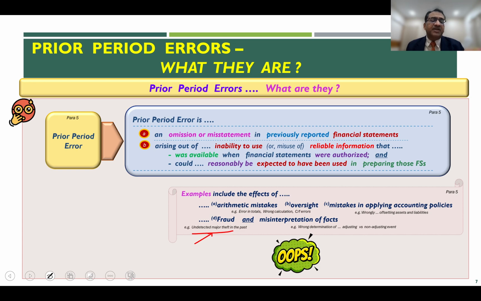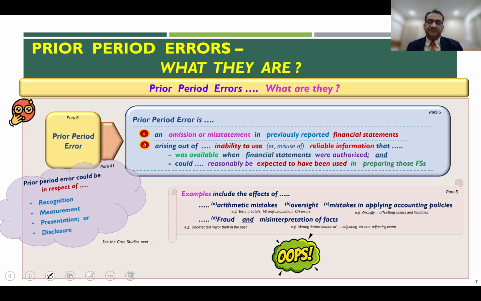In the same way, misrepresentation of facts. For example, the concept of adjusting event versus non-adjusting event. Let us say there was a misinterpretation, and because of which an adjusting event was considered as a non-adjusting event, and because you did not consider the event as an adjusting event, your issued financial statement did not incorporate the effect of such adjusting event. Those are the examples of prior period errors which the standard gives in paragraph 5.